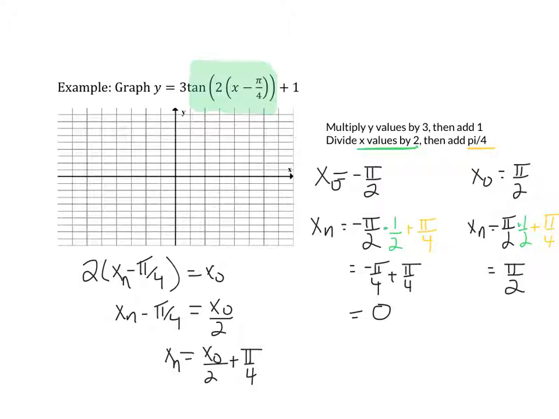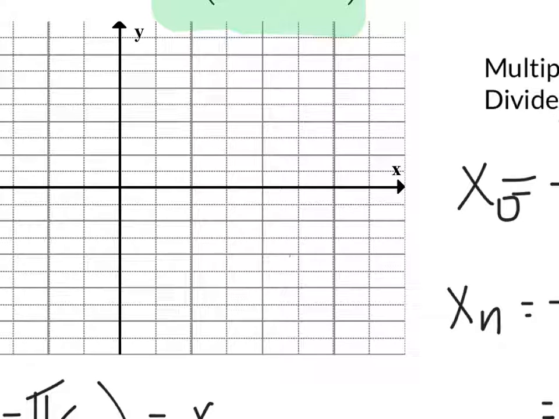I'm going to choose a scale that allows me to split my period into 4 equal pieces, so I will choose a scale so that 4 tick marks equals pi over 2. So here's pi over 2, and we know that our asymptotes fall at 0 and pi over 2.